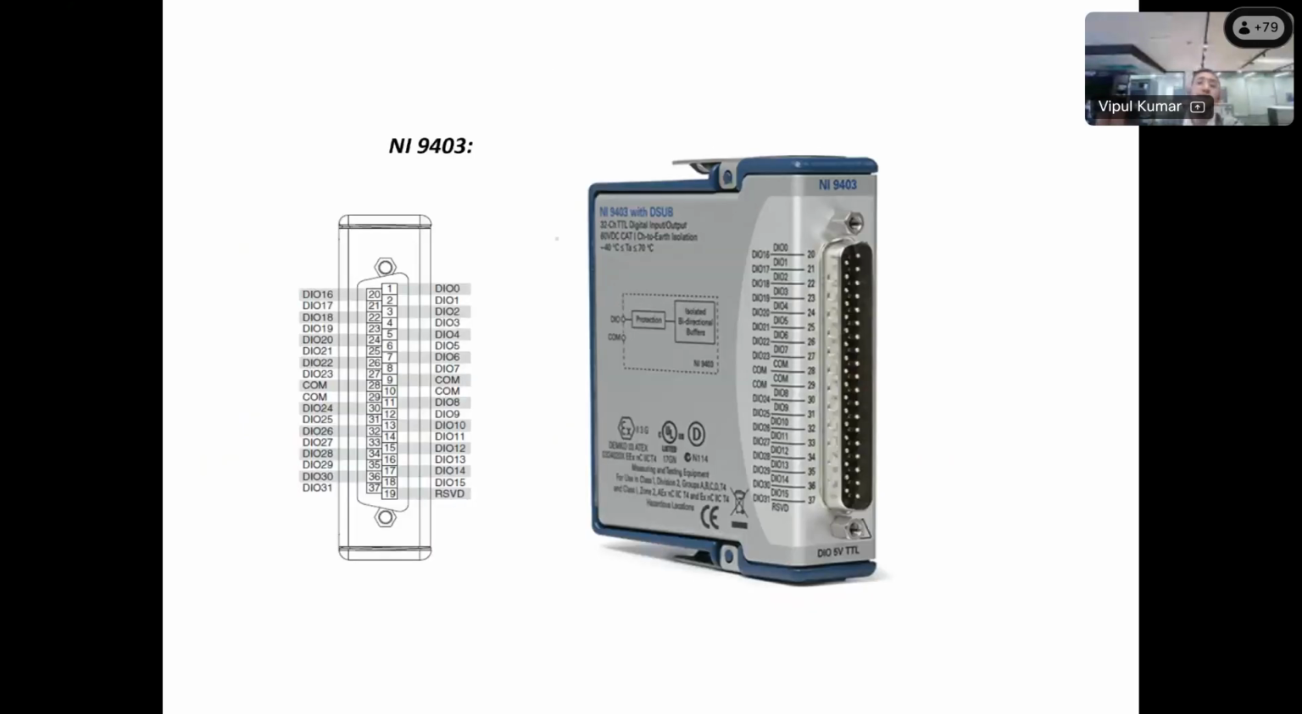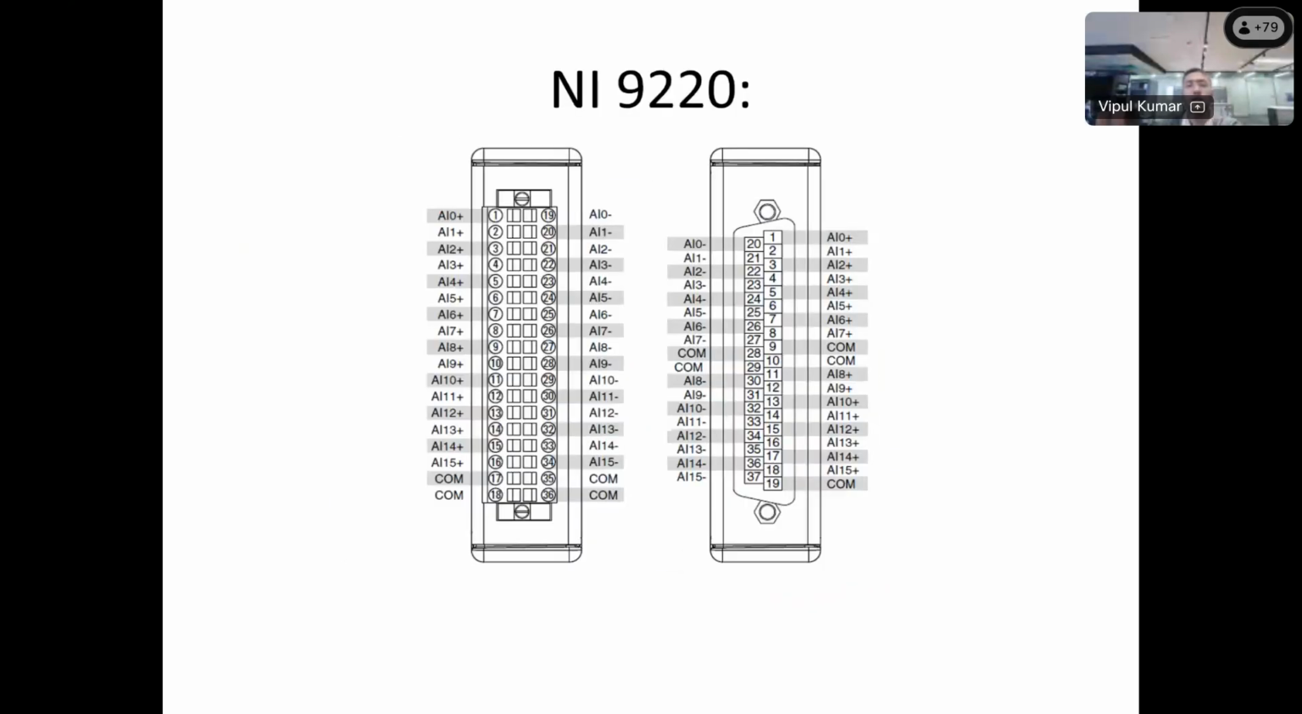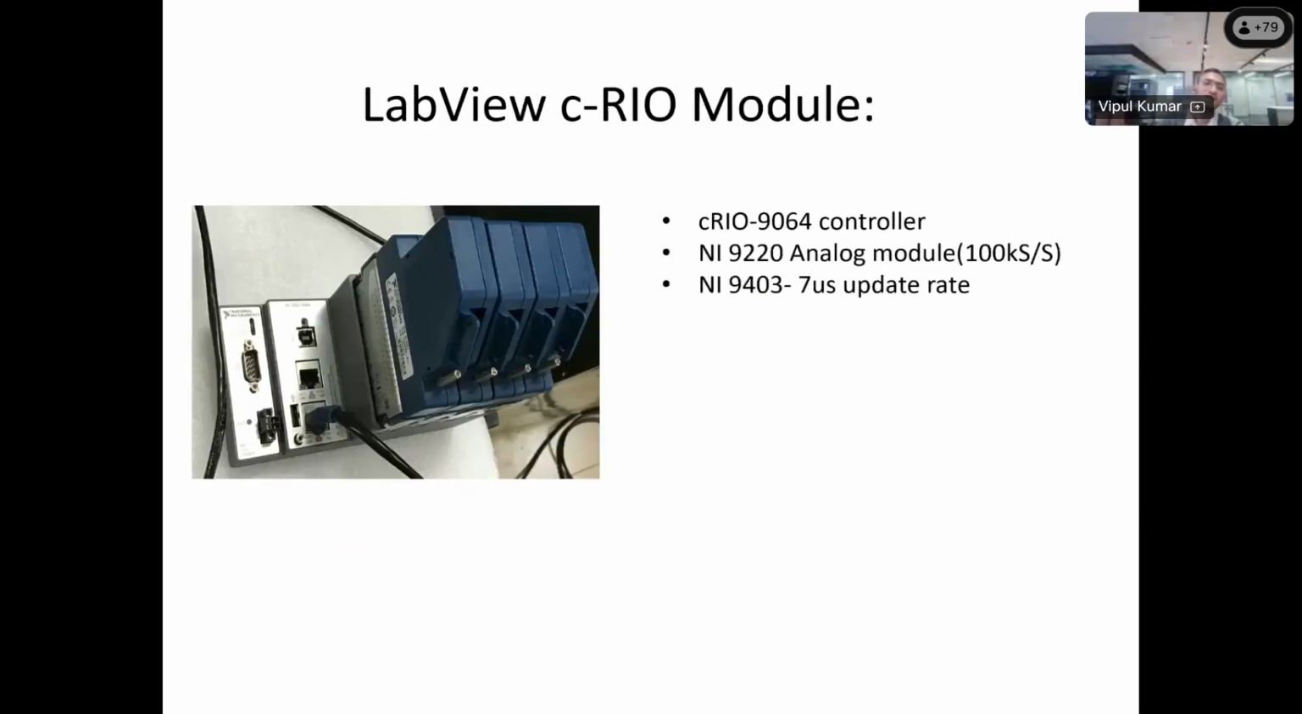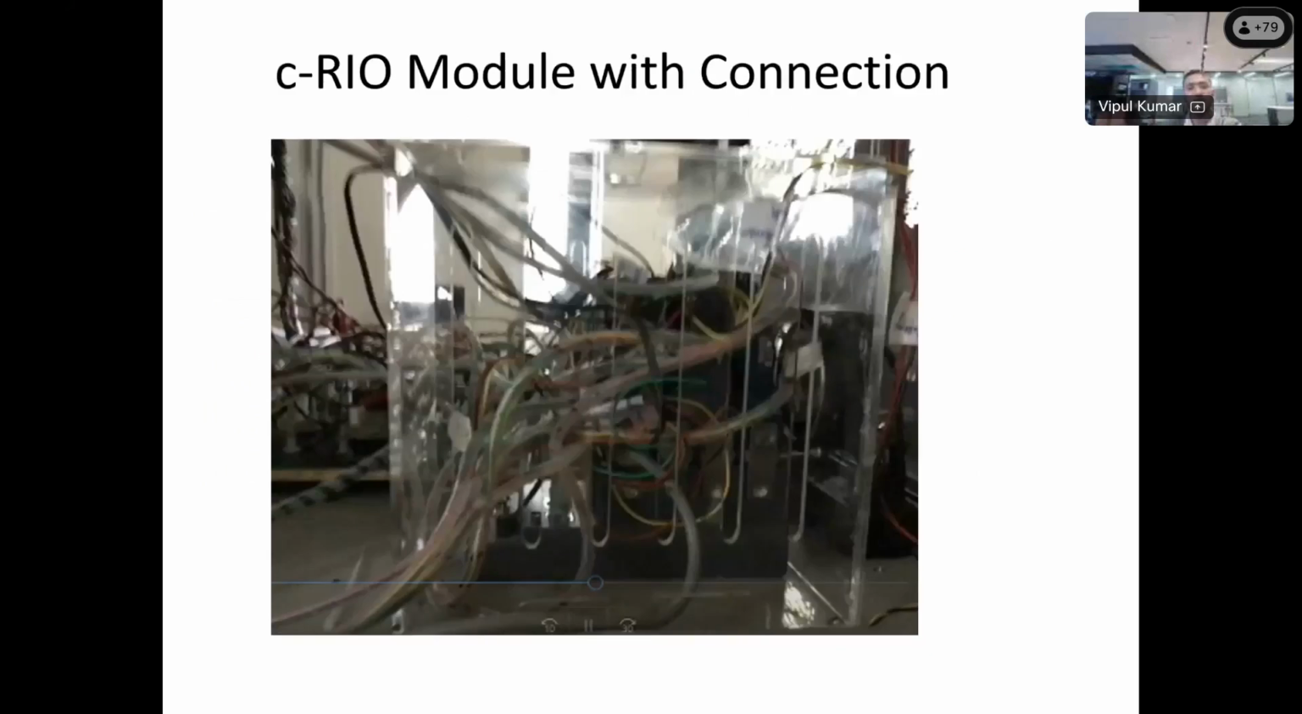And for sensing, for getting data from all converters and inverters, we have the analog input module, sorry, NI 9220. This is the analog input module. You can see the connection before, this module before the connection, and after connection it looks like this. There is a mass of wires. This is the serial module connection.